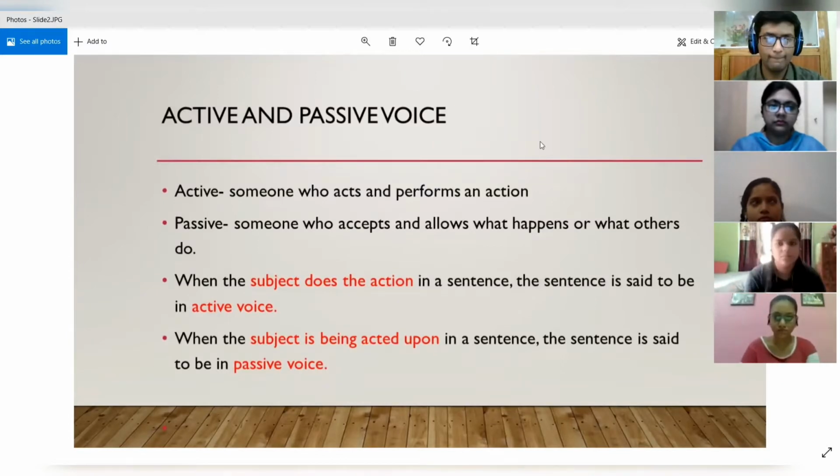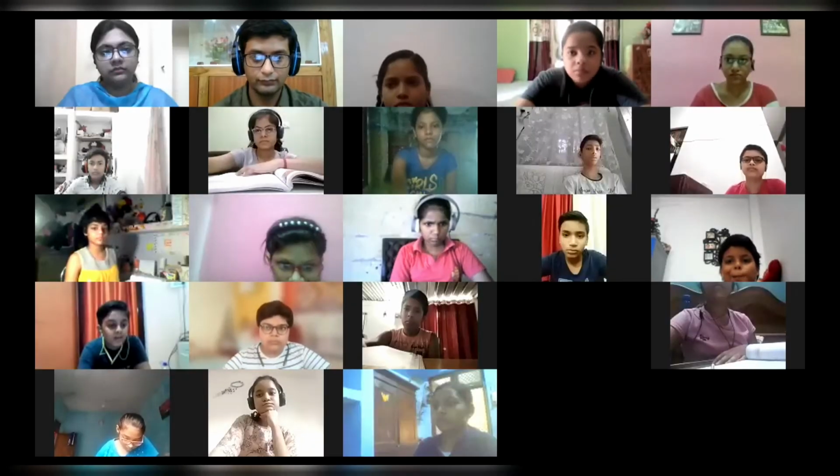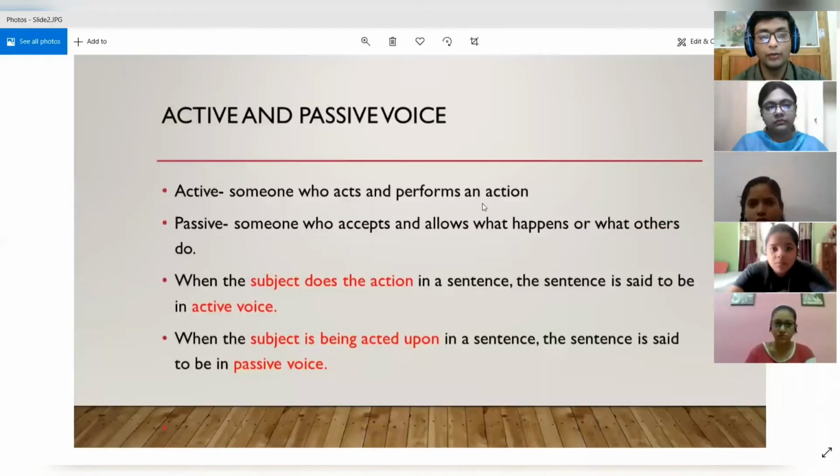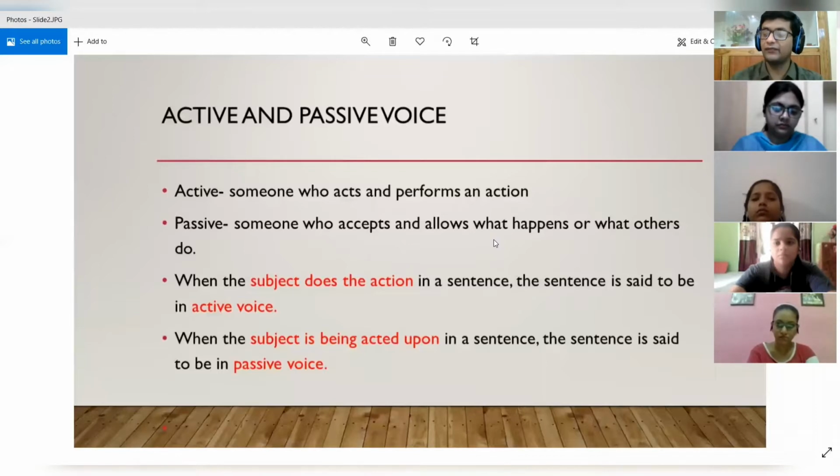And passive person. Passive person is someone who accepts or allows what others are doing and he himself is not doing anything. All right, so this is the basic difference between active and passive.